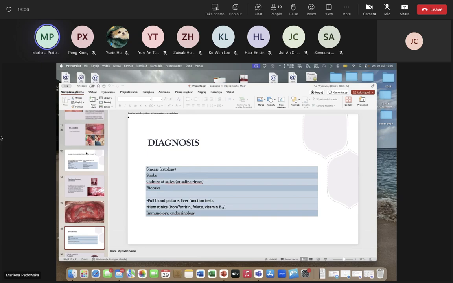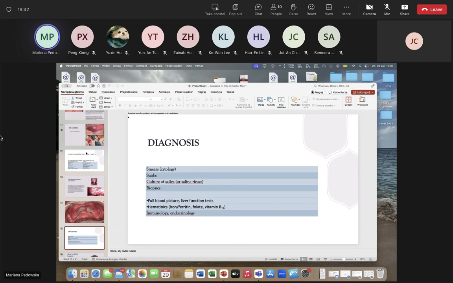How do we diagnose pseudomembranous candidiasis? We do a smear, so cytology, swabs, culture of saliva or saline rinses, biopsies. We also like to ask the patient for a full blood picture or liver function tests. Sometimes we also ask about iron, ferritin, folate or vitamin B12, and also we ask about immunological and endocrinological disorders.